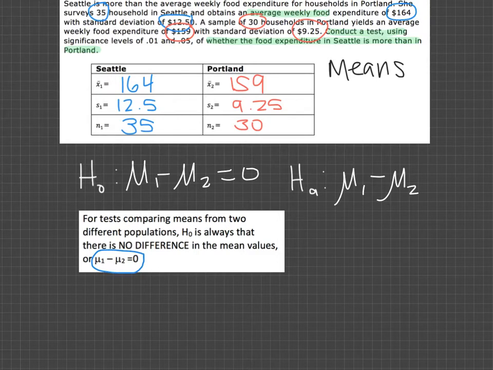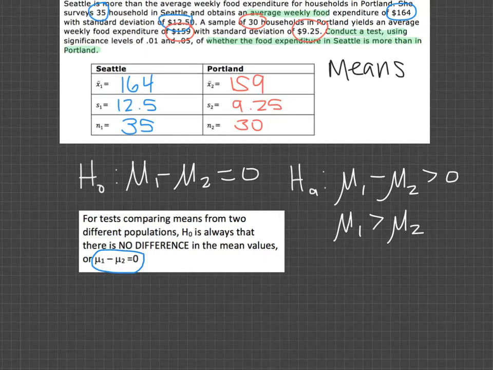All right, since we are asking if the food expenditure in Seattle is more than in Portland, this is going to be a greater than 0. All right, because mu1 represents Seattle, and we're asking if it is greater than mu2, which represents Portland. So mu1 minus mu2 then would be greater than 0.